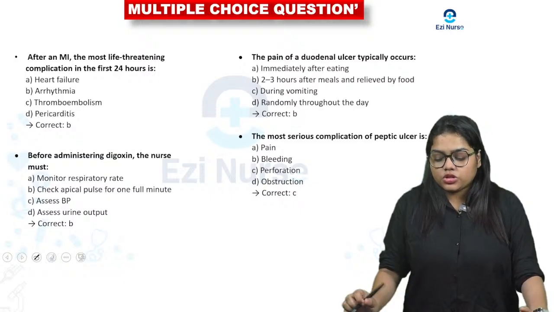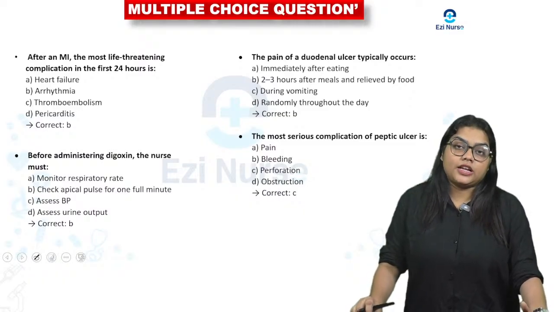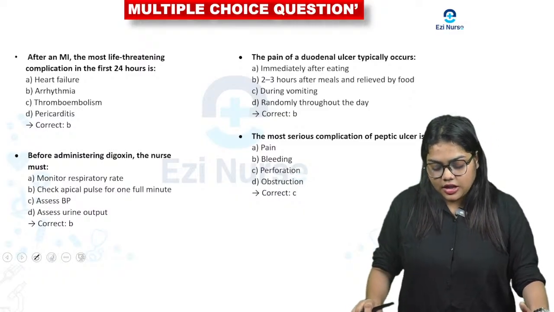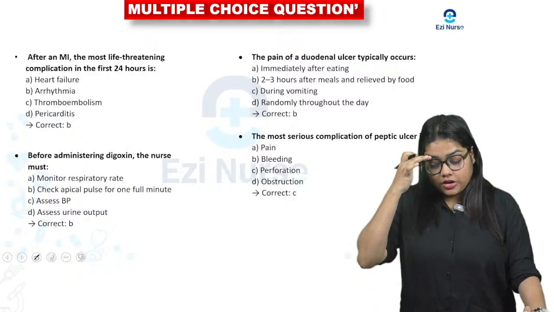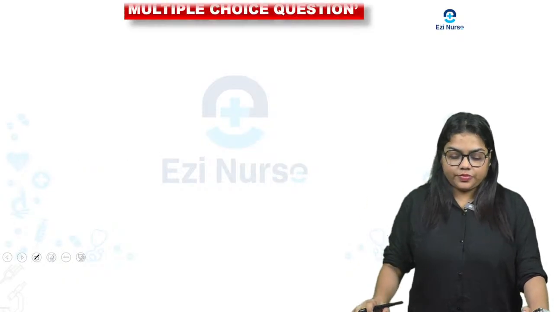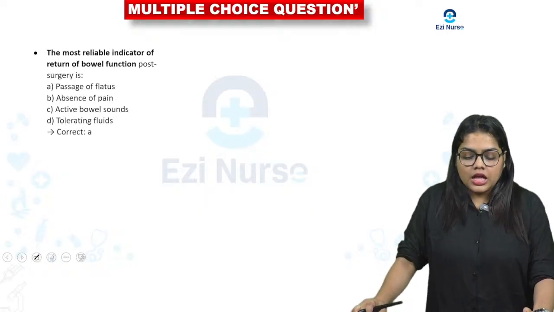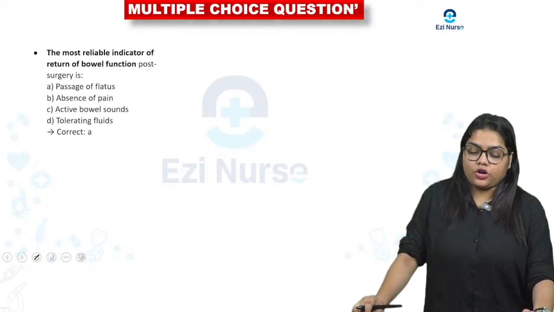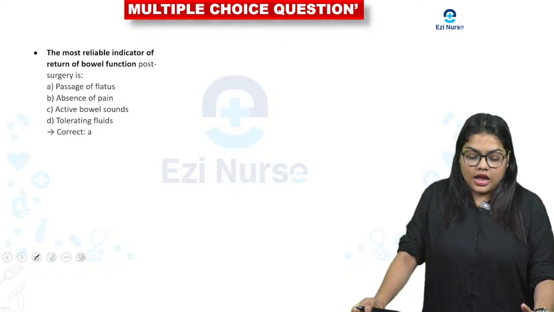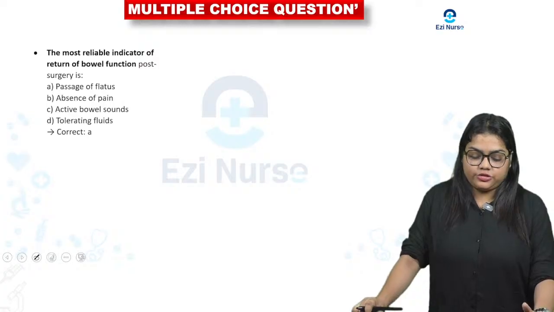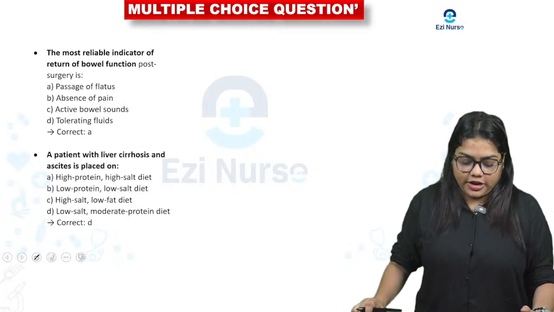Last is the most serious complication of peptic ulcer. Which is the serious condition? It will be the perforation of the peptic ulcer. The most reliable indicator of return of bowel function after surgery, what is the indicator? The indicator is actually A, which is passage of flatus.